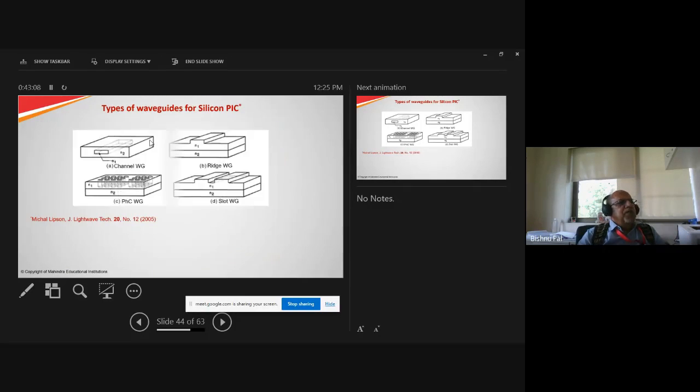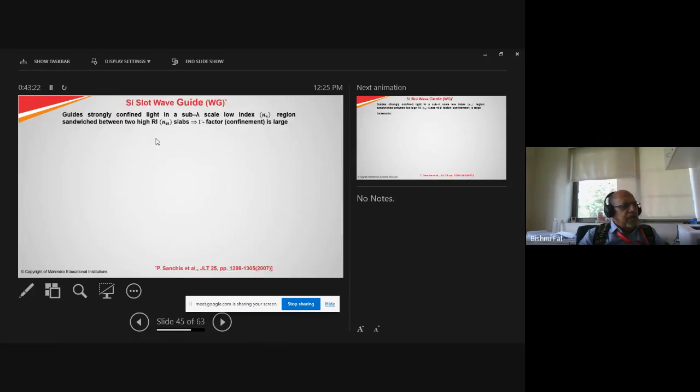The types of waveguides in silicon suitable for photonic integrated circuits could be a channel waveguide, ridge waveguide, photonic crystal waveguide, or a slot waveguide. This is taken from a very famous paper that appeared in 2005 in the Journal of Lightwave Technology by Michal Lipson, who is now at Columbia. At that time she was at Cornell.